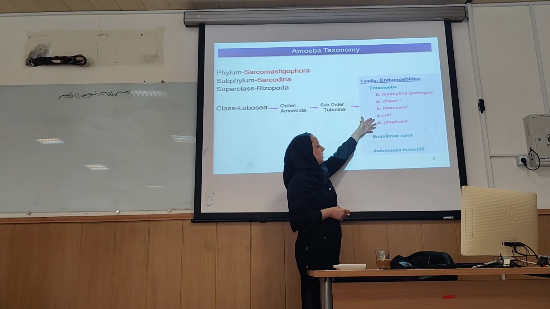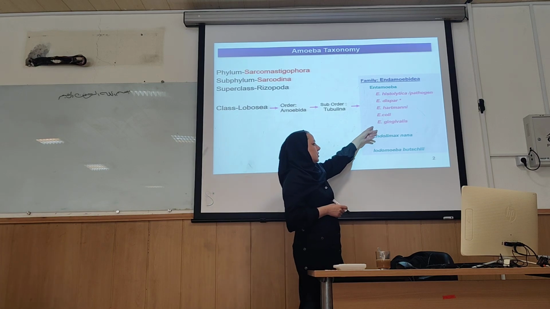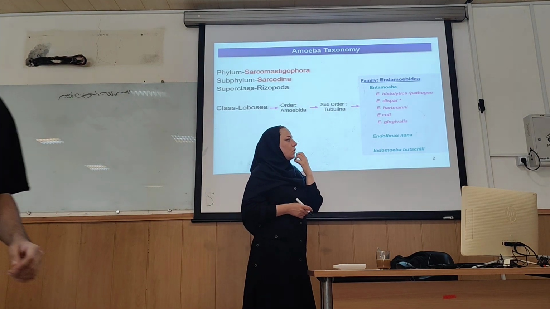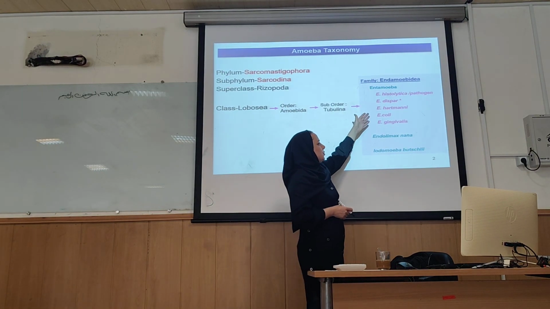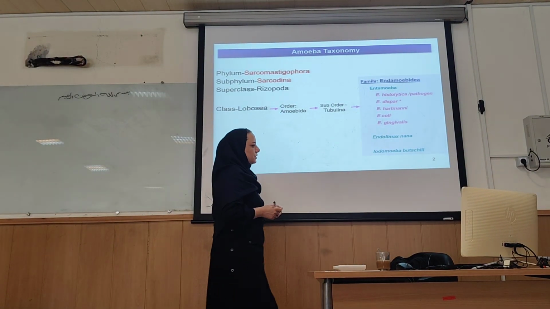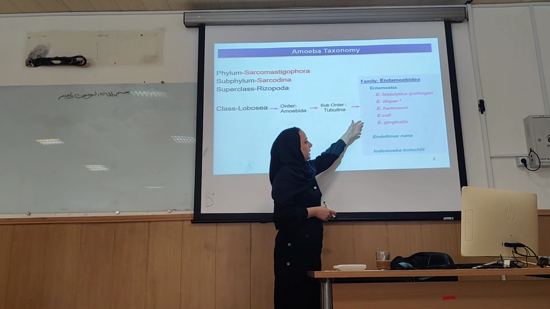They are non-pathogenic. Coli is in the colon. It is non-pathogenic. Entamoeba gingivalis is in the oral cavity. It is also non-pathogenic. But you should distinguish these under the microscope. For your practical class, you just see histolytica and coli.